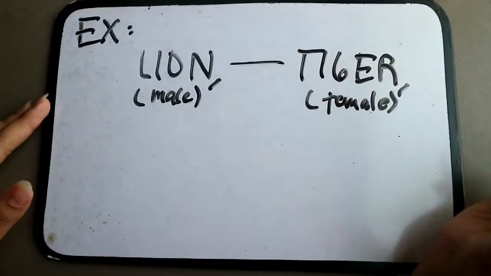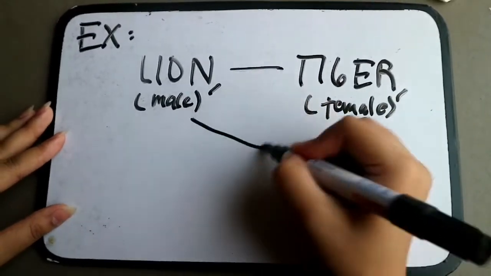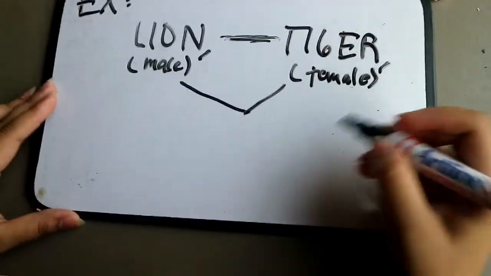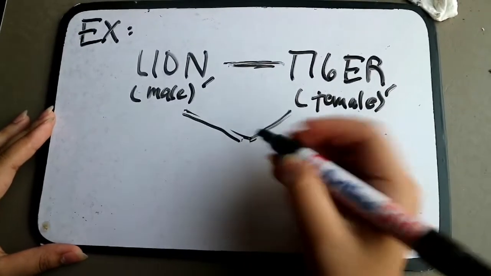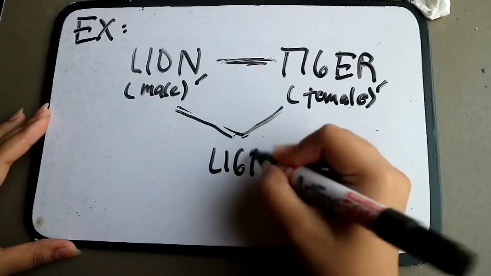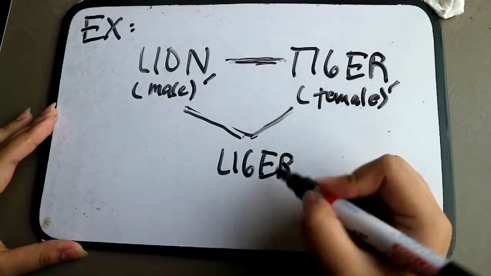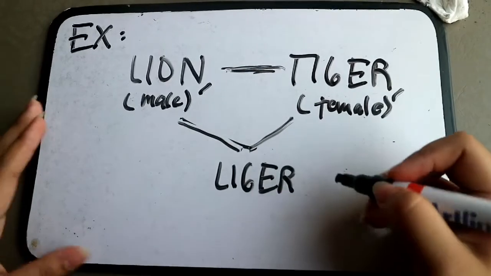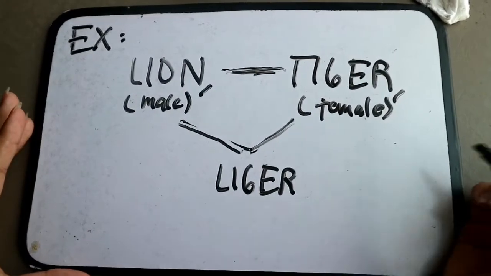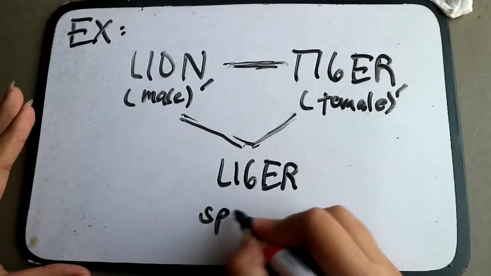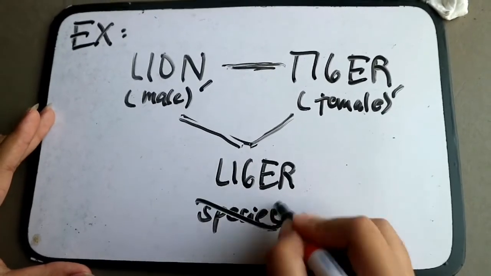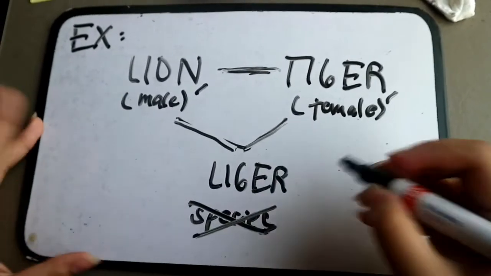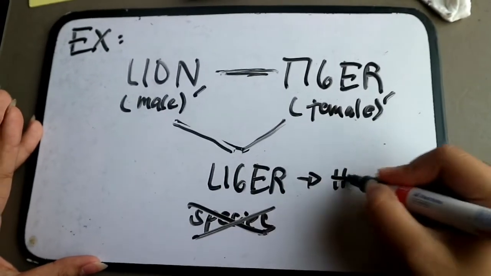Both of them can interbreed. So when a lion and a tiger interbreed with each other, their offspring will be a liger, which is a half lion and a half tiger. So a liger cannot be called a member of a species. Ligers are not species, but they are called a hybrid.